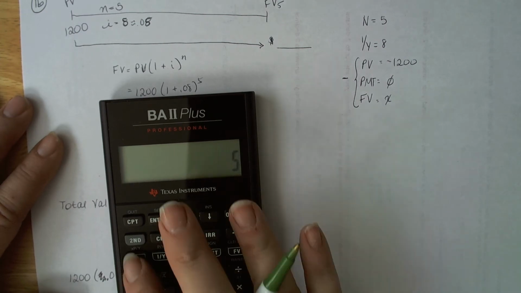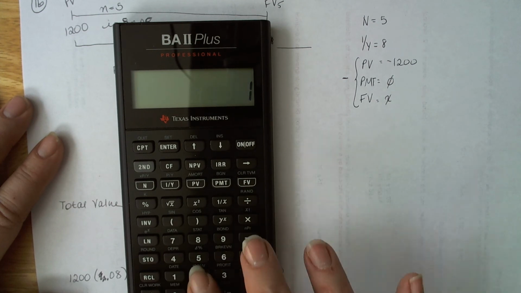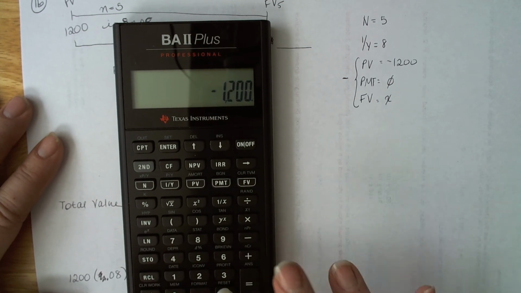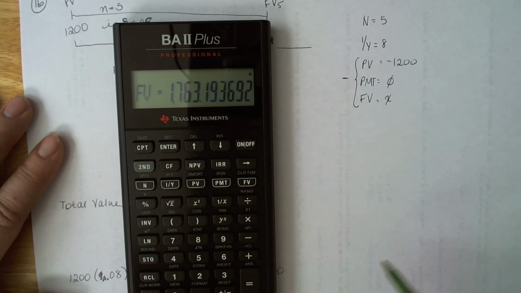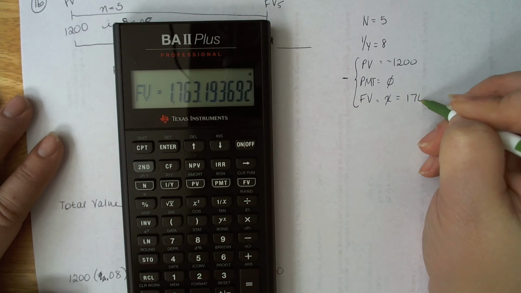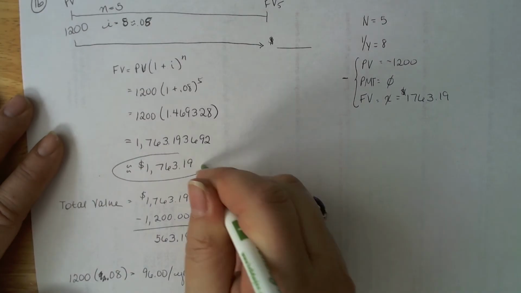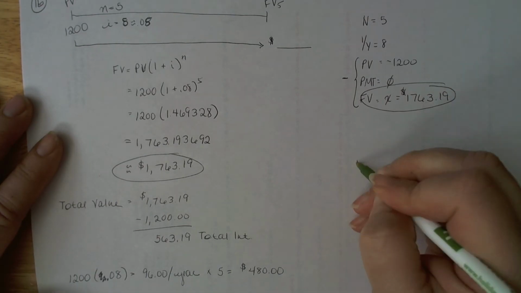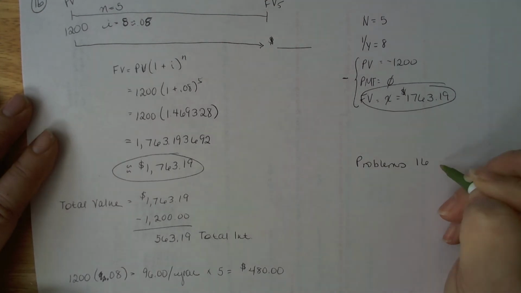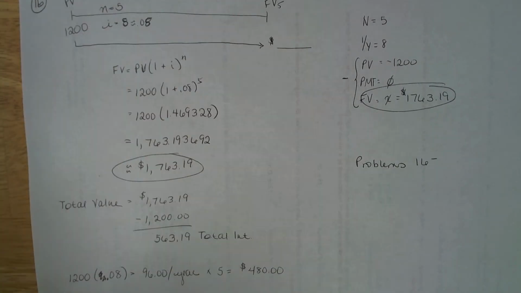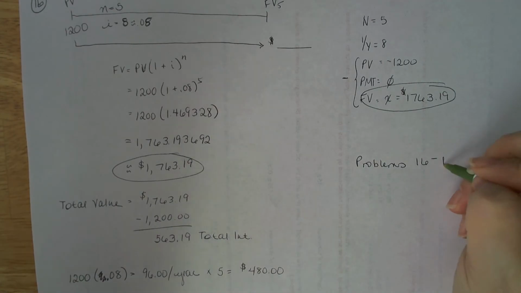And when we do this and then hit compute future value, we get 1763.19, which is the same answer we got over here. And this covers problem 16 through 70.